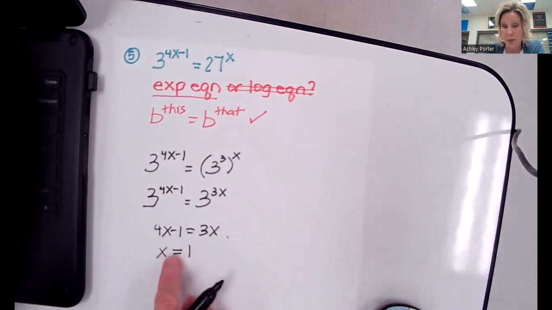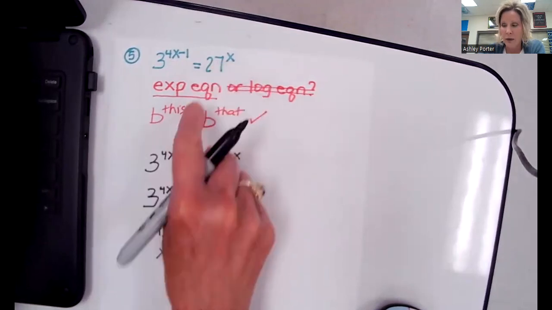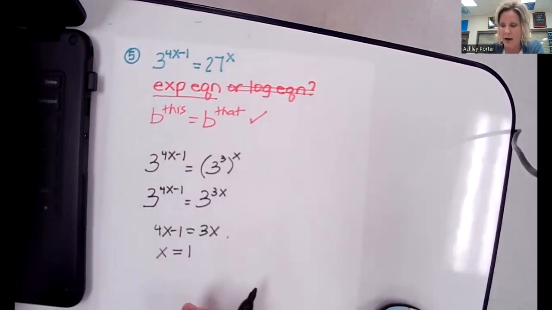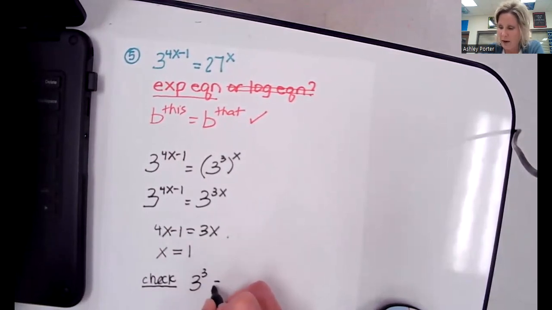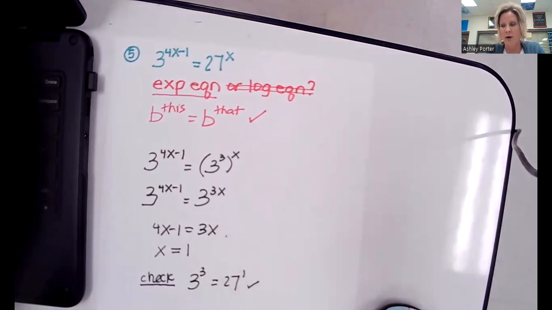You can plug 1 back in and check that it works, but you don't need to check for extraneous solutions. Only log equations could possibly have extraneous solutions. Exponential equations never will. So if this number doesn't plug back in right, it just means you made a mistake, not that it's extraneous. If I plug back in, 3 to the 4 times 1 is 4, minus 1 is 3, and 27 to the 1 power. So 27 equals 27, it checks. That tells you x equals 1 was the correct solution.